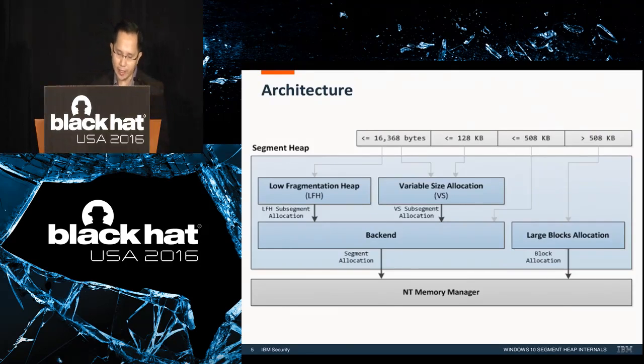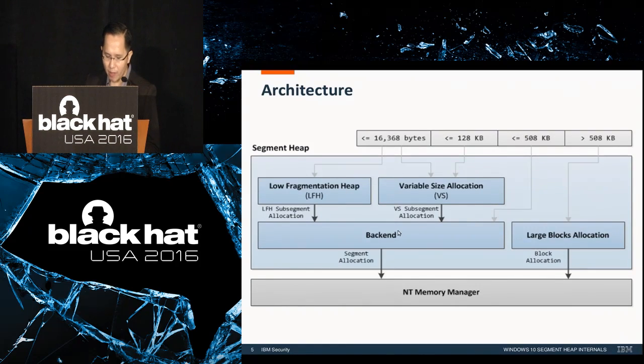Here's the architecture of the Segment Heap. It consists of four components. The backend part here uses the NT Memory Manager APIs for creating and managing the segments where backend blocks are allocated from. And on the top of that is the low fragmentation heap, or LFH. It is similar in purpose to the LFH in the older heap implementation. But as you'll see later, the data structures used are different. The LFH depends on the backend for creating the LFH subsegments where the LFH blocks are allocated from.